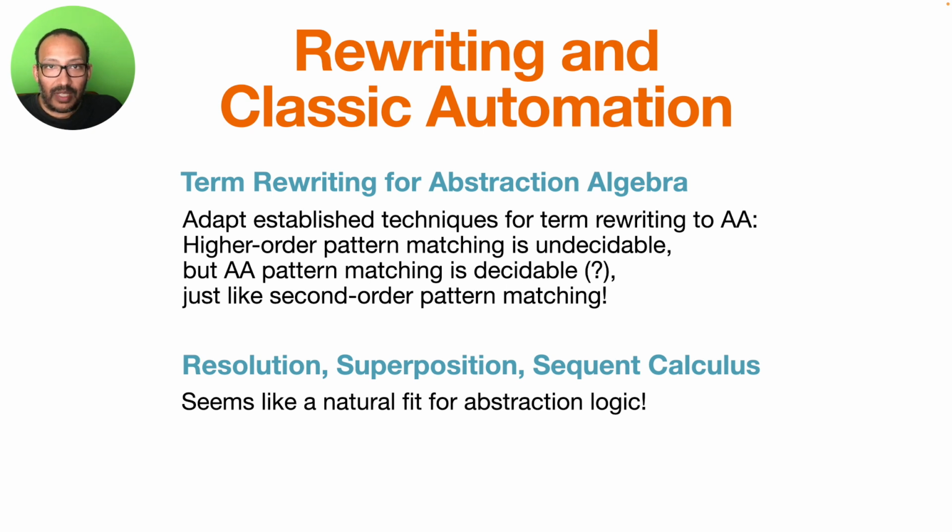So then there are topics like rewriting and classic automation, and I think term rewriting for abstraction algebra should be interesting. I think there should be a good story. We know that higher order pattern matching is undecidable, but I think abstraction algebra pattern matching should be decidable, just like second order pattern matching is decidable. I once had a prototype implementation that seemed to support this, but you have to look into this in detail, implement it, and then also prove that it's actually decidable.